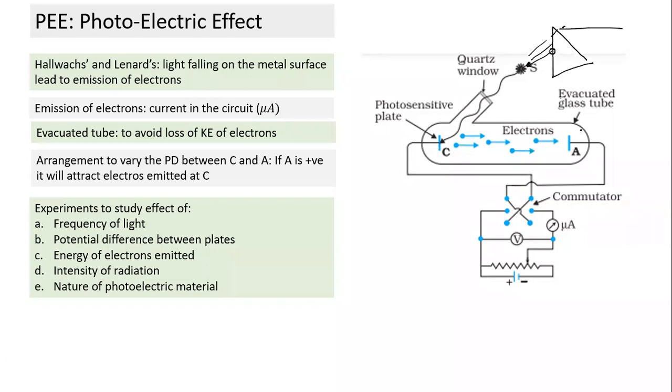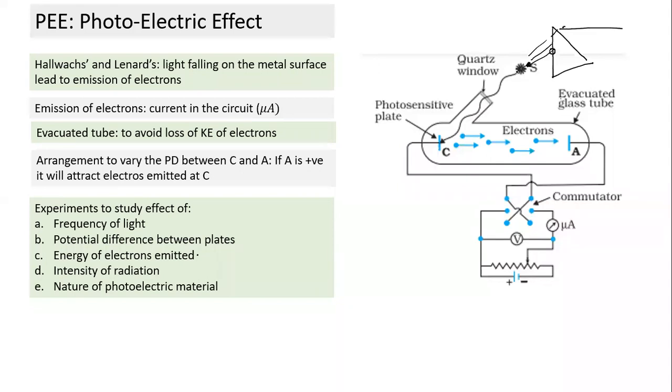Potential difference between plates can be controlled because of the battery, and there's a variable resistance here. And what we studied is the energy of electron emitted, and this is really interesting. How do we find out the energy of electron emitted? We'll see. And the intensity of radiation. How do we study the intensity of radiation?